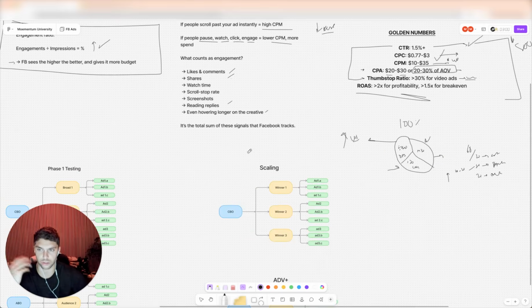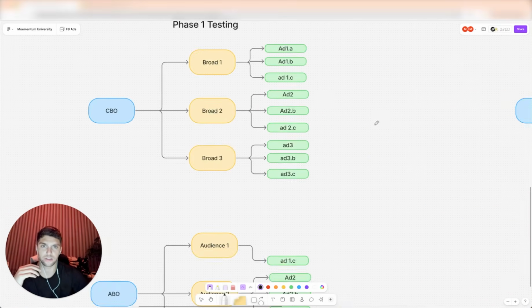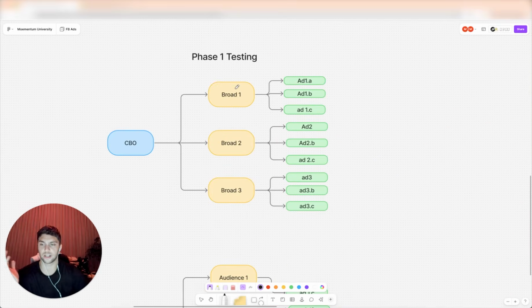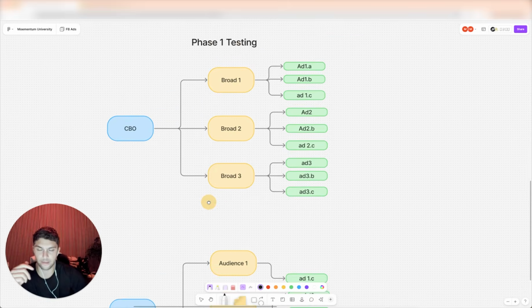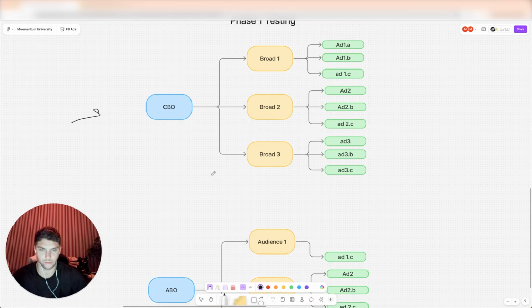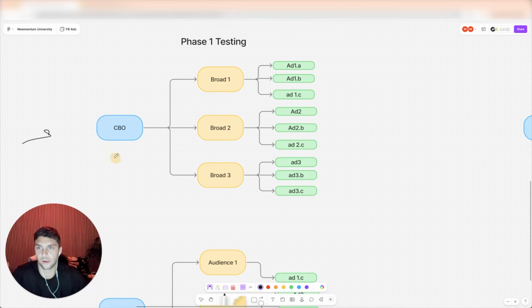Now let's talk about the structure of the ad account. Also pretty simple. Okay, phase 1 is testing. Whether you want to do CBO or ABO, again, this is what I'm going to recommend, but I'll go over both. They're honestly the same thing. Okay, you're going to go in, you're going to set a campaign budget optimization. Okay, you're going to do a manual setting. You're not going to do Advantage Plus. Okay, you will do manual.